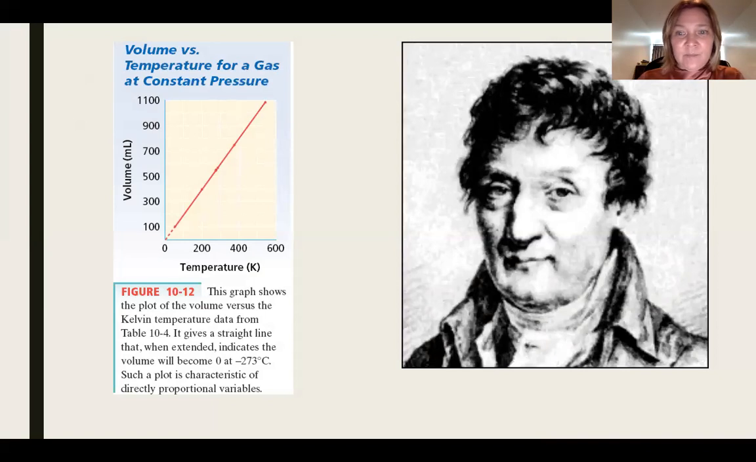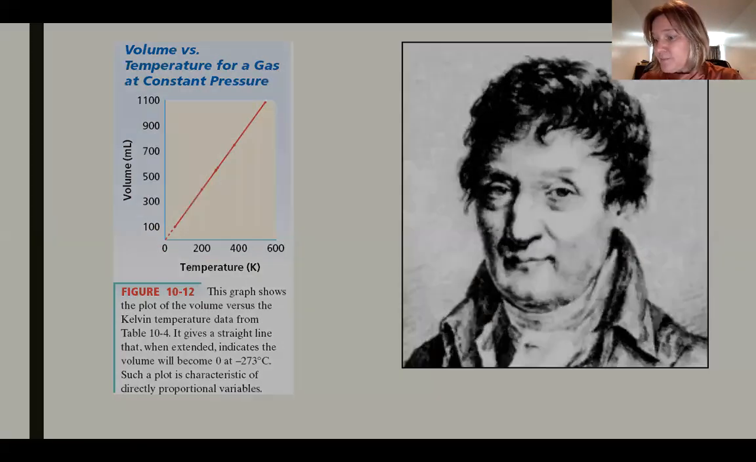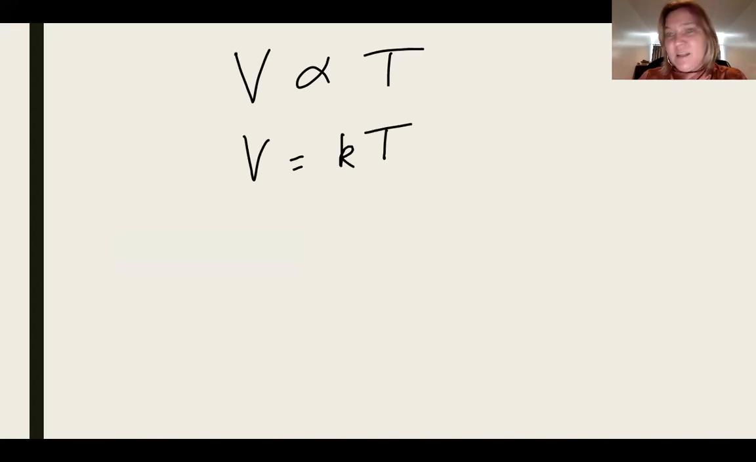So this is a picture of Charles. And again, like I explained in the last video, a direct proportion gives you a line like this. What I want to do is show you how that equation is derived first. He says volume is directly proportional to temperature, which means if we want to make an equation, we have to introduce the constant K. So volume is equal to K times T.